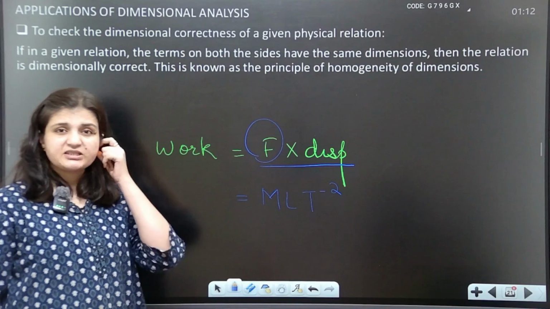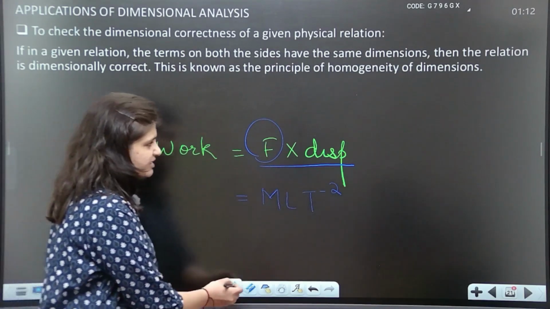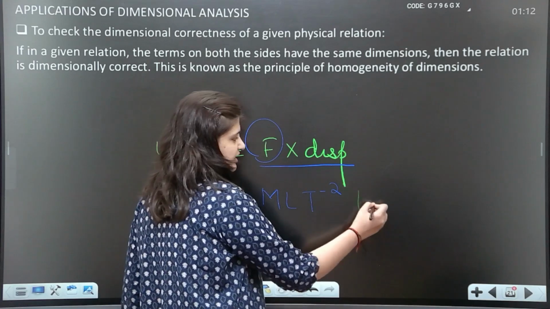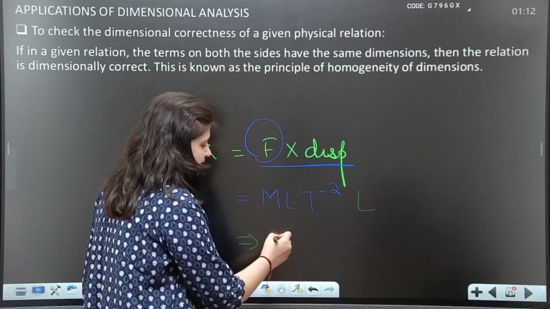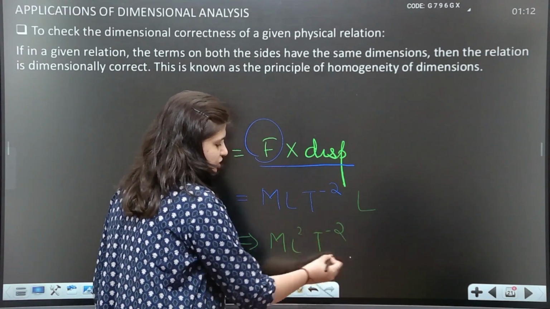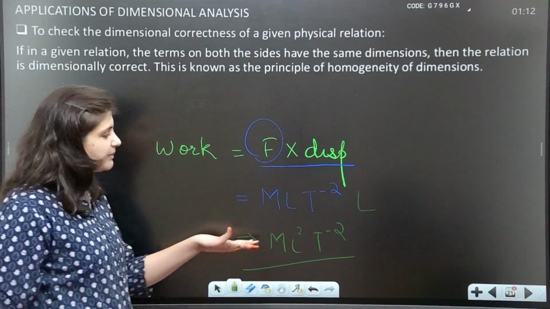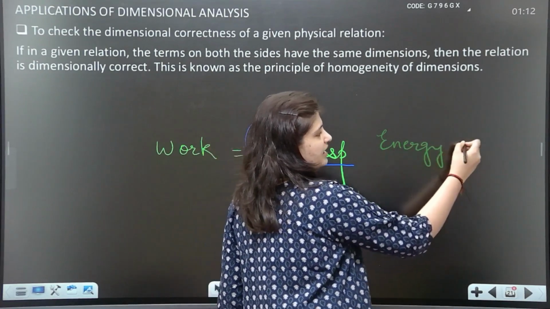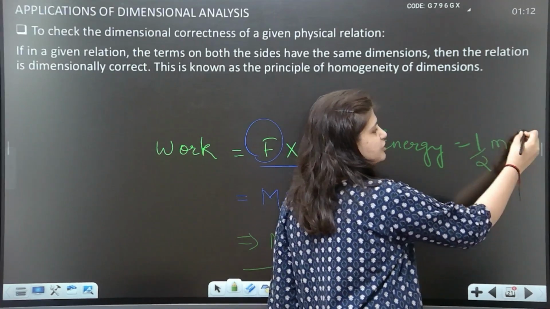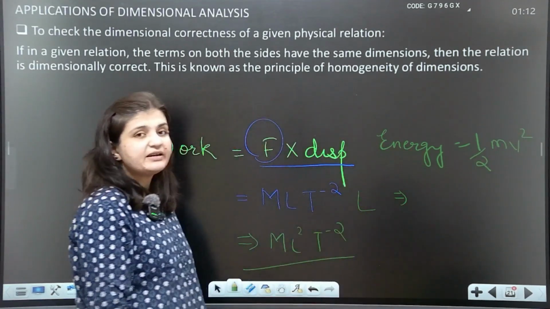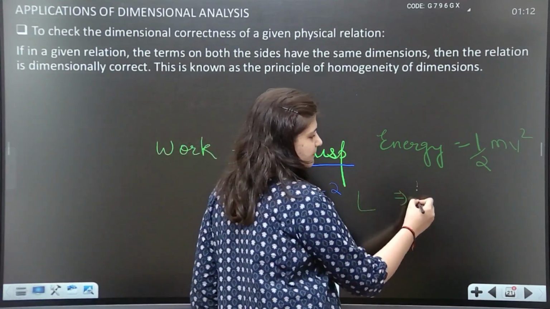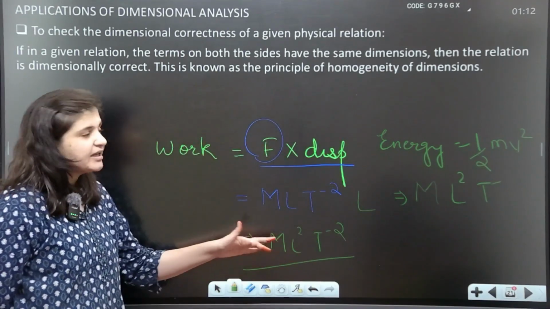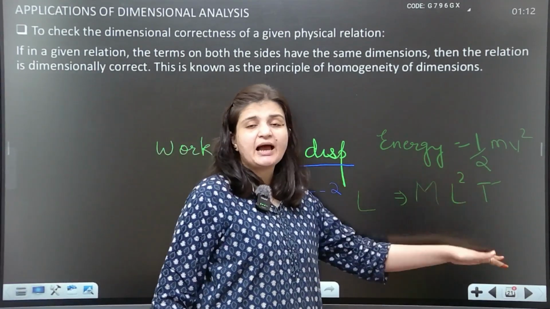Then comes the displacement. What is displacement? It is length. So we write it as M L square T to the power minus 2. Here we can see that the dimension of work is M L square T to the power minus 2. Then comes energy. What is energy? Half m v square. Kg can be written as M, and velocity gives L square T to the power minus 2. So here we can see that both work done and energy have the same dimension.